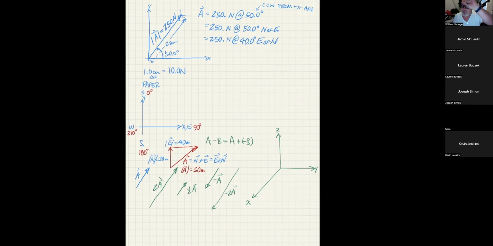The deal is, if you don't have a right-handed coordinate system, cross products and determinants and things like that can actually be off. So it's just best to always use a right-handed coordinate system.